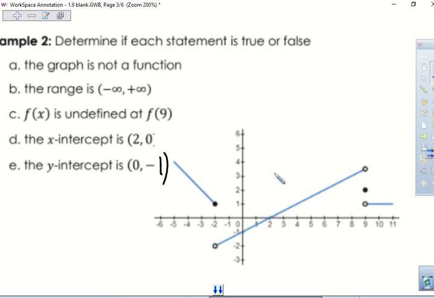So looking at this, the graph is not a function. So if a graph is a function, it needs to pass the vertical line test. Do you see any situation on this graph that does not pass the vertical line test?